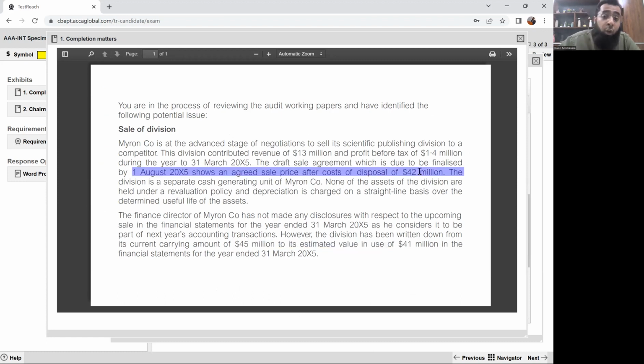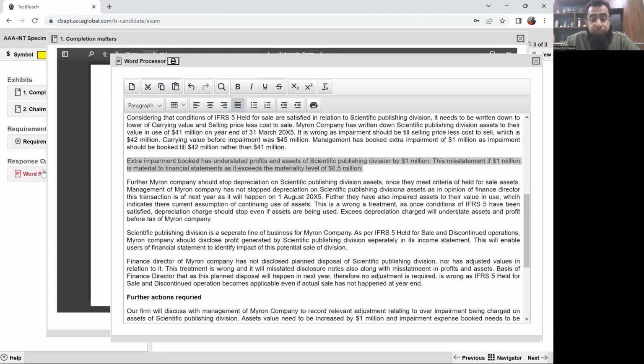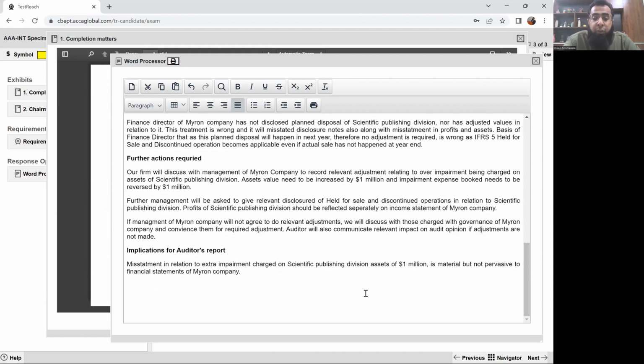Whereas sale price after cost of disposal is $42 million. So it should be impaired to 42 rather than 41. Okay. So extra impairment charge is material but not pervasive. Auditor will express qualified audit opinion if management will not do the required adjustment. Okay, so this will be the impact on the auditor opinion.